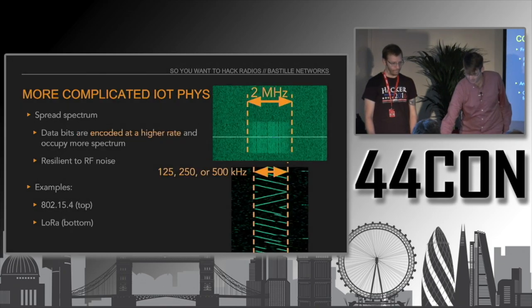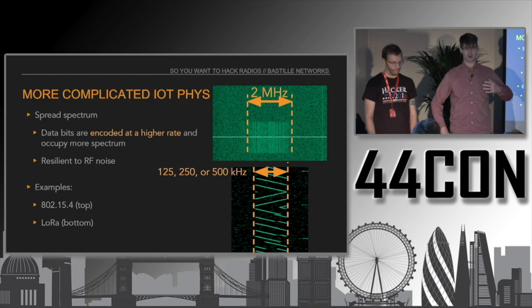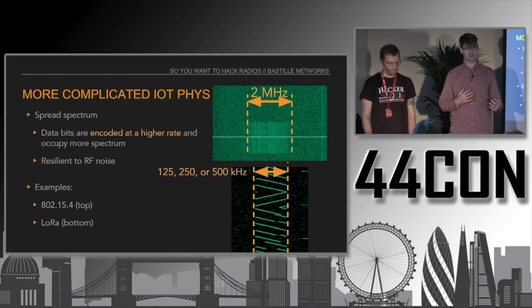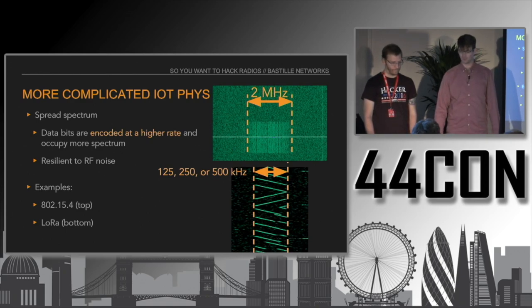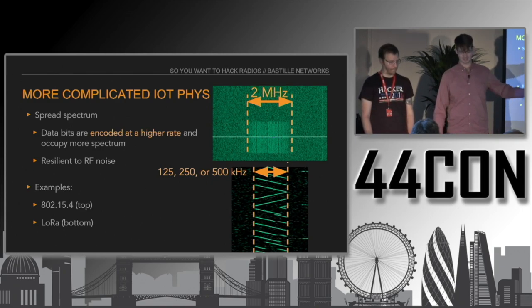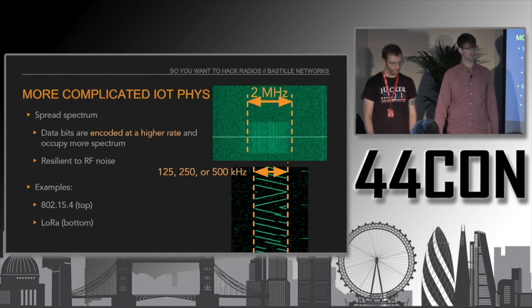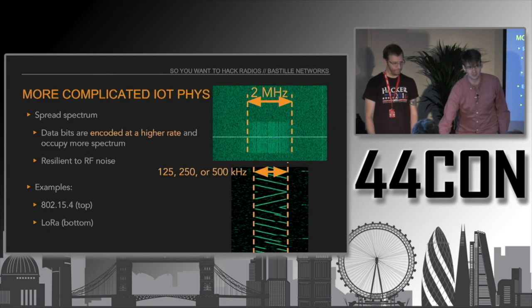And PHYs can get more complicated. You can modulate multiple parameters in conjunction. You can do things like spread spectrum, where you use more bandwidth to make them more resilient. We have good confidence that the system we're going to be looking at is going to be pretty simple, so we shouldn't have to worry about any of these more complicated examples. I think we're going to have a nice low complexity thing to work through today.